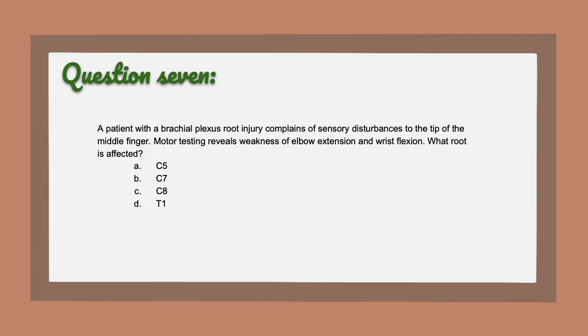Question 7. A patient with a brachial plexus root injury complains of sensory disturbances to the tip of the middle finger. Motor testing reveals weakness of elbow extension and wrist flexion. What root is affected? A, C5, B, C7, C, C8, D, T1.